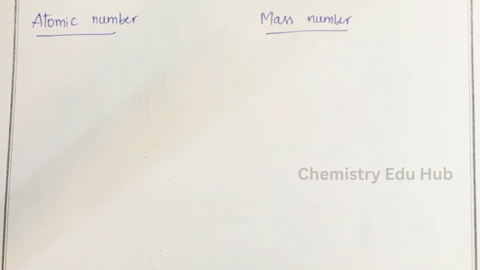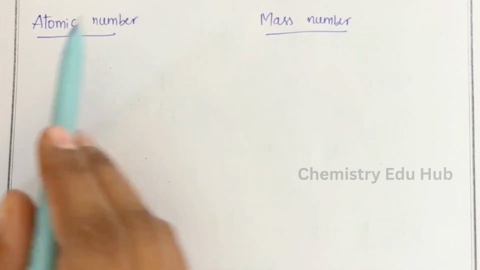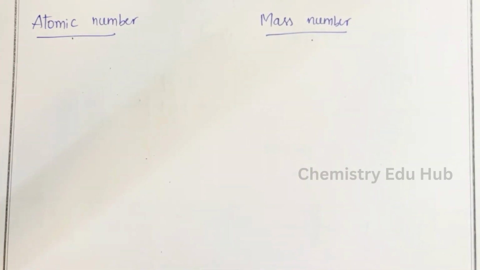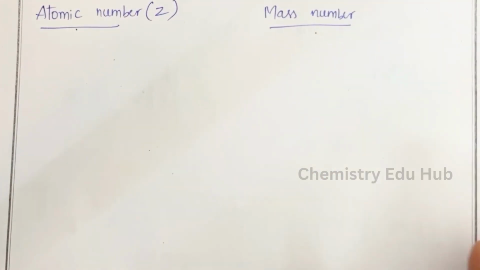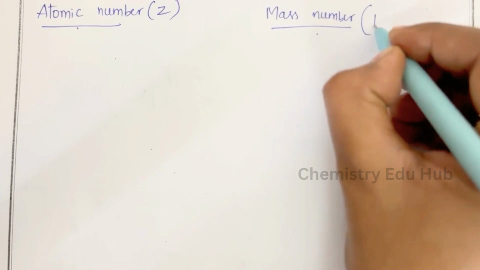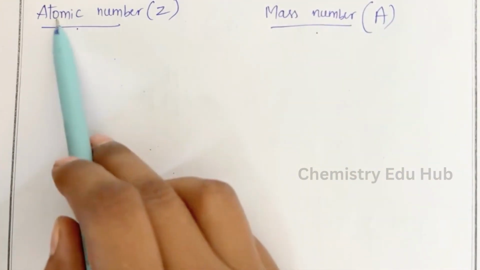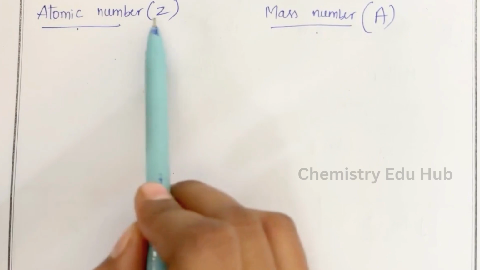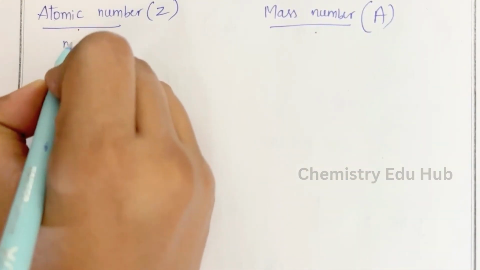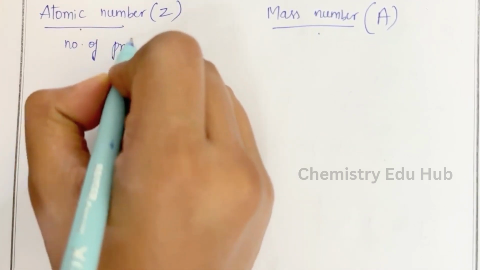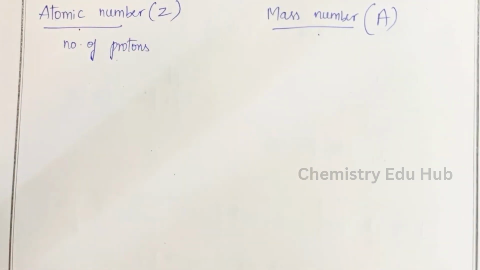There are two important definitions, atomic number and mass number, which are defined based on the number of fundamental particles in a given atom. Atomic number is indicated by the symbol Z and mass number is indicated by the symbol A. So don't get confused: atomic number is Z, mass number is A. Atomic number indicates the number of protons present in a given atom. Only the number of protons indicates the atomic number.